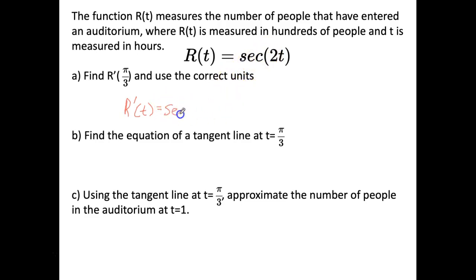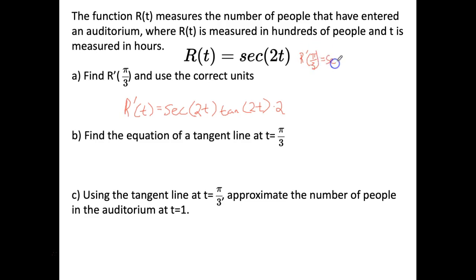So it's secant of tangent of, and remember, what goes in here is the same thing that was inside of there. And remember, it's chain rule, so you're going to multiply by the derivative of the inside, which is just 2. Okay, there's my derivative, and I want to evaluate it at pi over 3. So let's do this. I didn't leave myself too much room, so I'll do it up here. R prime of pi over 3.